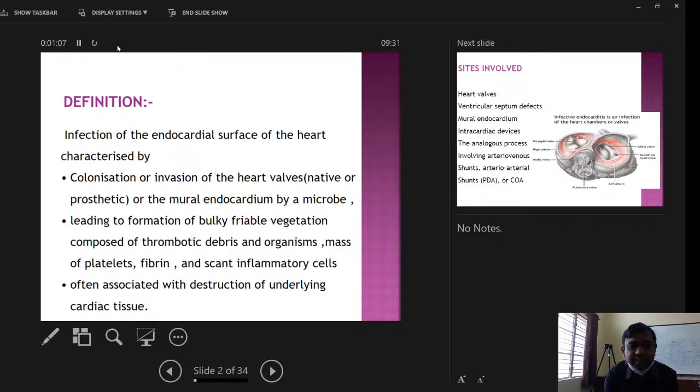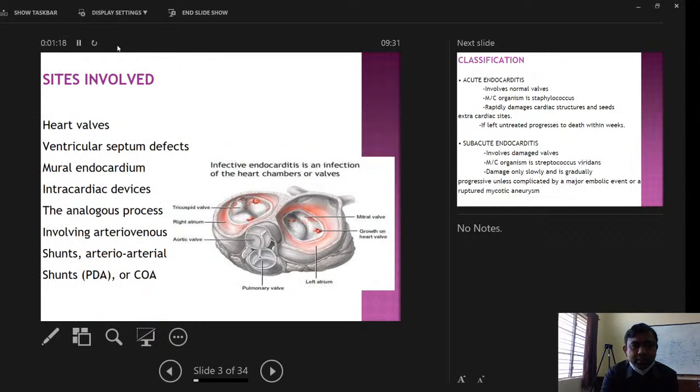The vegetations contain platelets, fibrin, and inflammatory cells, and may lead to the destruction of the valve or change in the valve. So most commonly involved are heart valves, ventricular septal defects, mural endocardium, intracardiac devices, and arteriovenous shunts and arterioarterial shunts, and coarctation of aorta.